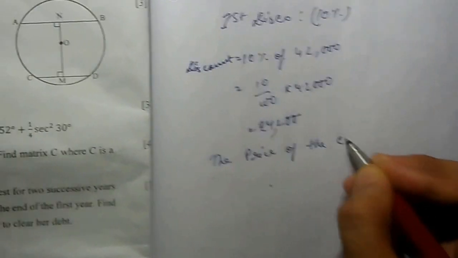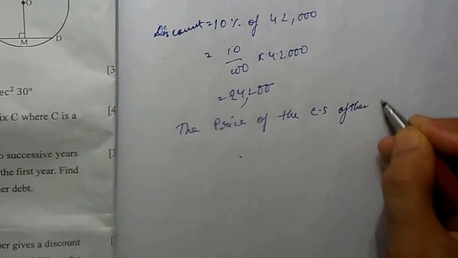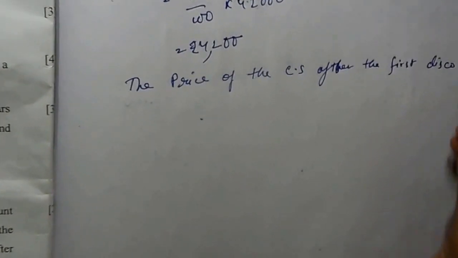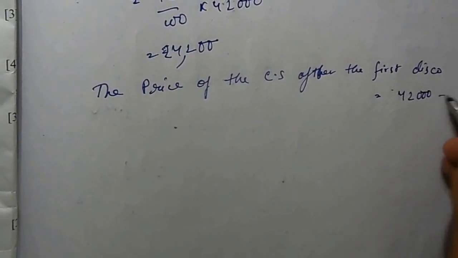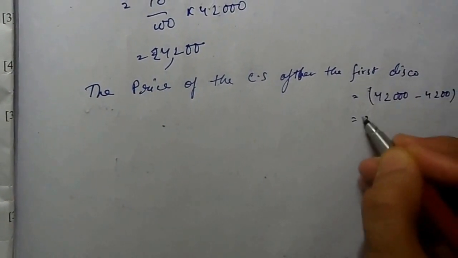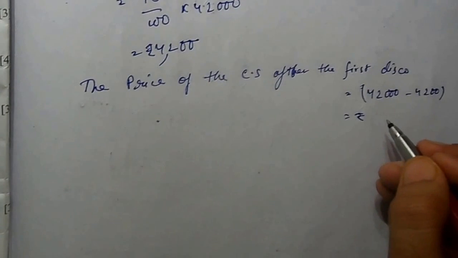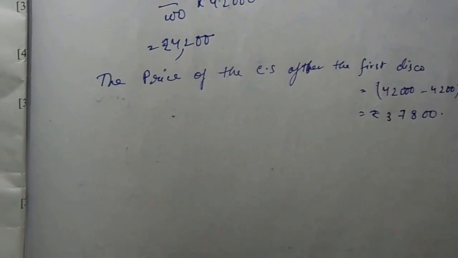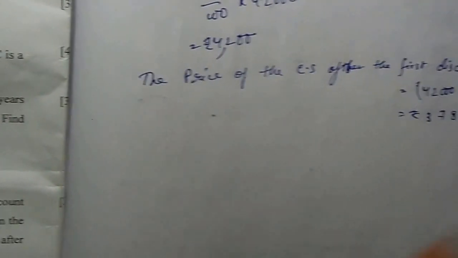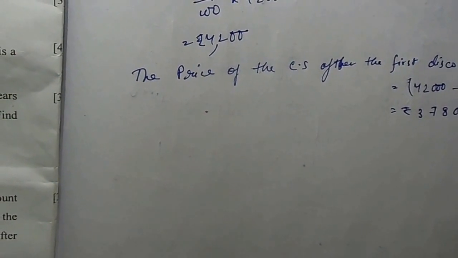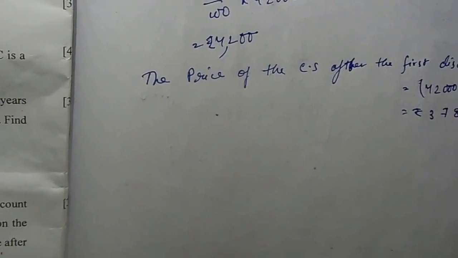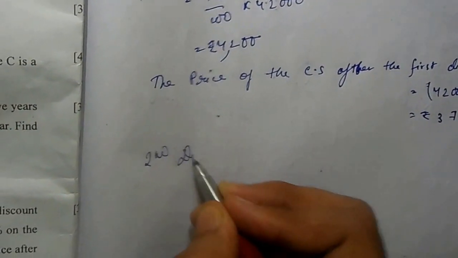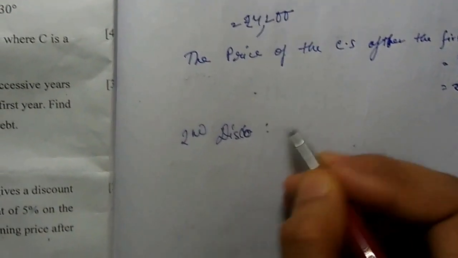So the price of the computer set after the first discount equals 42,000 minus 4200, and that is equal to 37800. Okay, so that will be the price on which the shopkeeper gives an off-season discount of 5%. So let's calculate the second discount, and let's write that in a bracket. That's 5%.